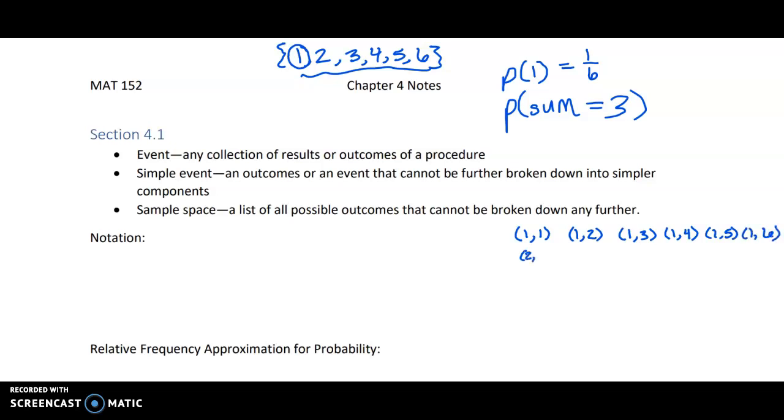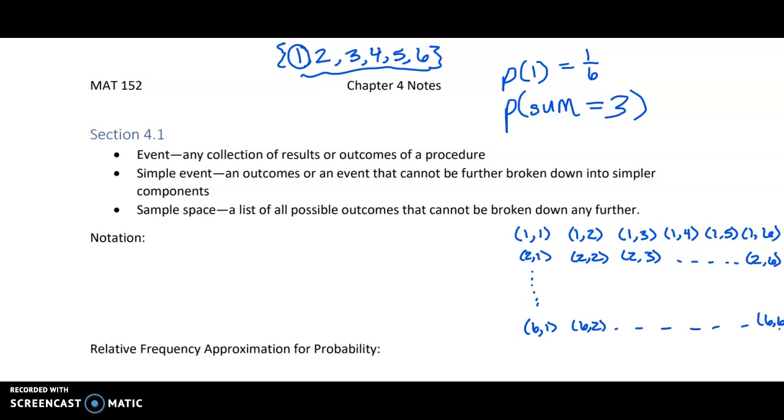Or we could have a 2, 1, 2, 2, 2, 3, 2, 4, 2, 5, 2, 6. So you can see the pattern that's going on there. Or 2 is now what's on the first die. And then you could see down here, this would go to 6, 1, 6, 2, 6, 3, 6, 4, 6, 5, and then 6, 6.